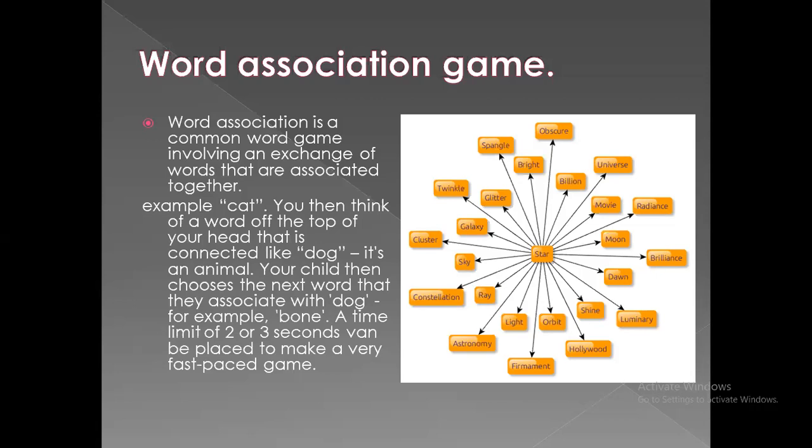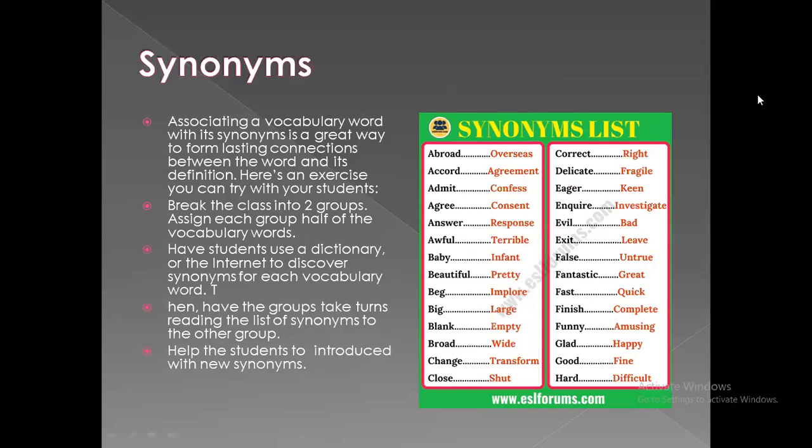You can see the example given is cat. So for cat, the first thing that comes to your mind is dog, because cat is an animal, and dog is also an animal. You can also say cat or milk, क्योंकि बिल्लियां दूध पीती है गोश्त खाती है मीट. Anything that comes to your mind, you have to say immediately. If you want to make this game more interesting, you can also set a time limit, which will make it a very fast-paced game.